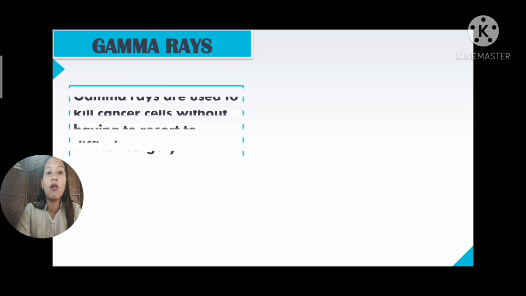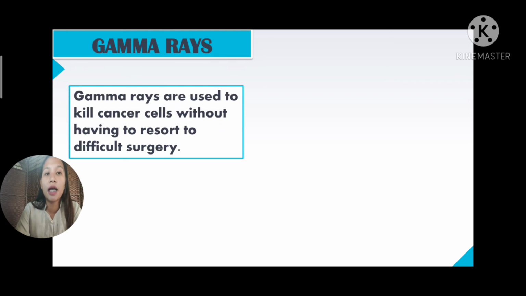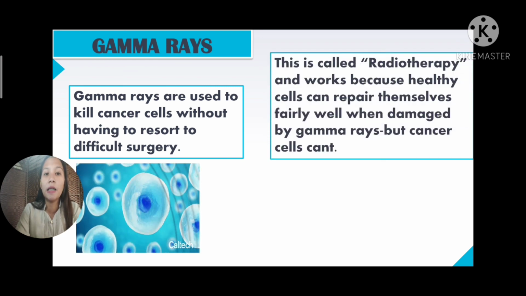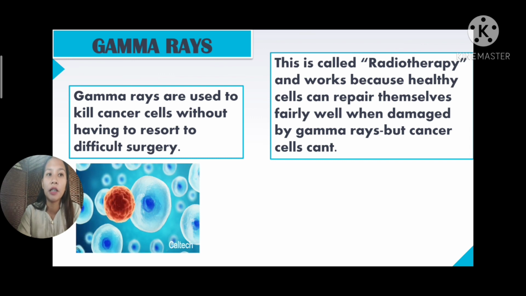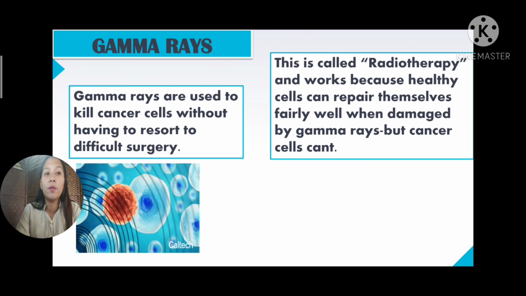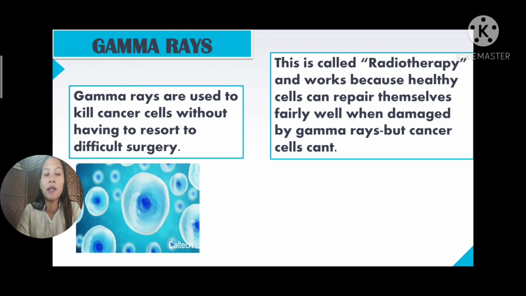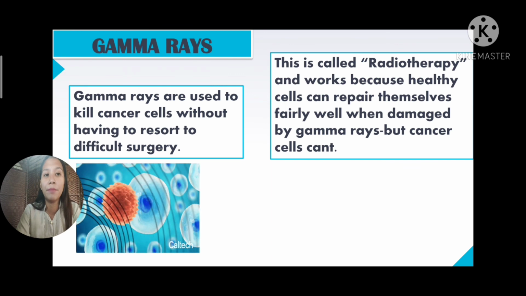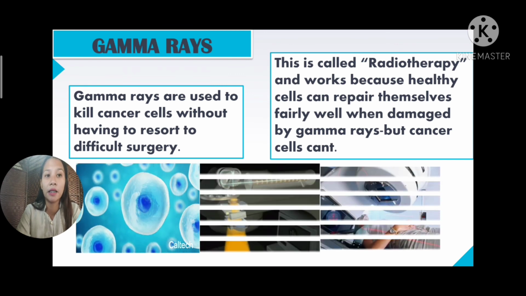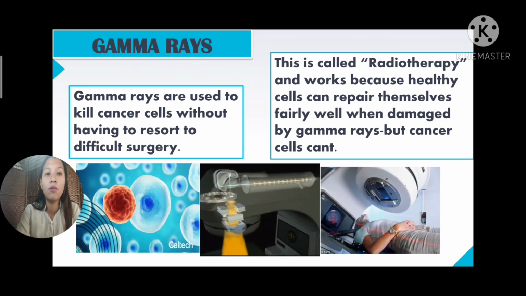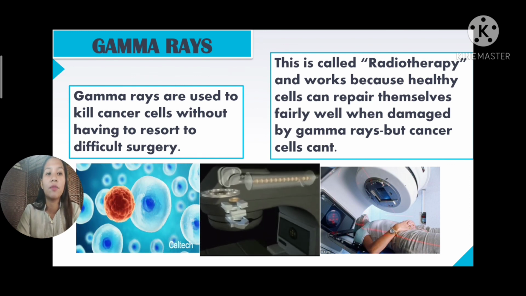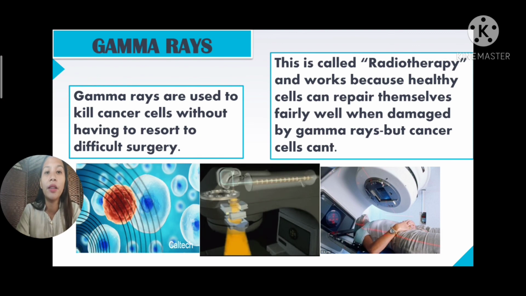Gamma rays are also used to kill cancer cells without having to resort to difficult surgery. That's why they invented what we call radiotherapy, and it works because healthy cells can repair themselves fairly well when damaged by gamma rays, but cancer cells cannot.